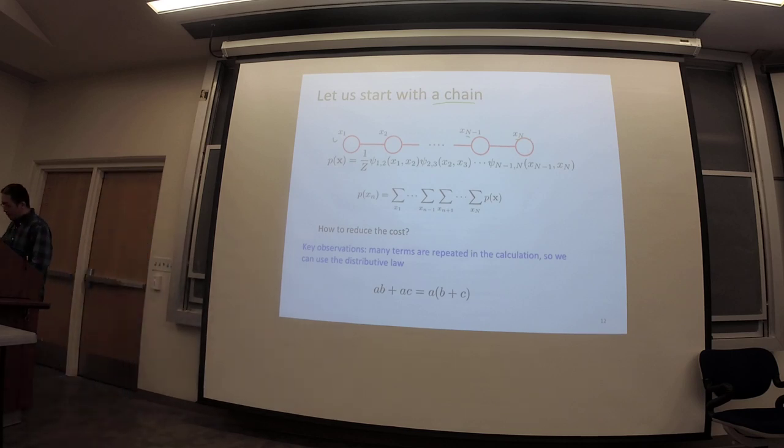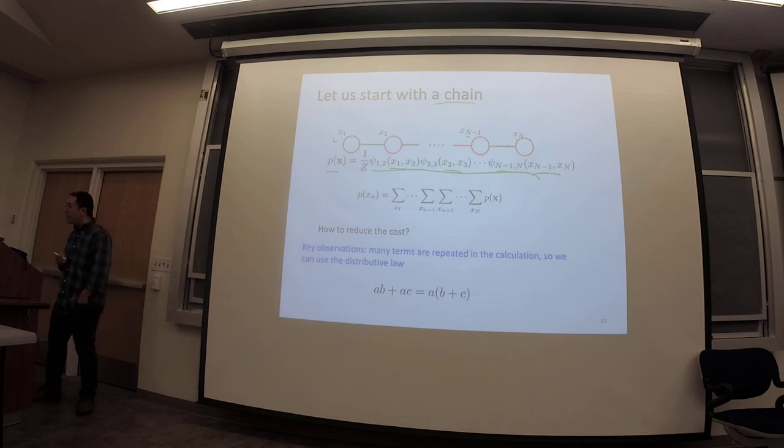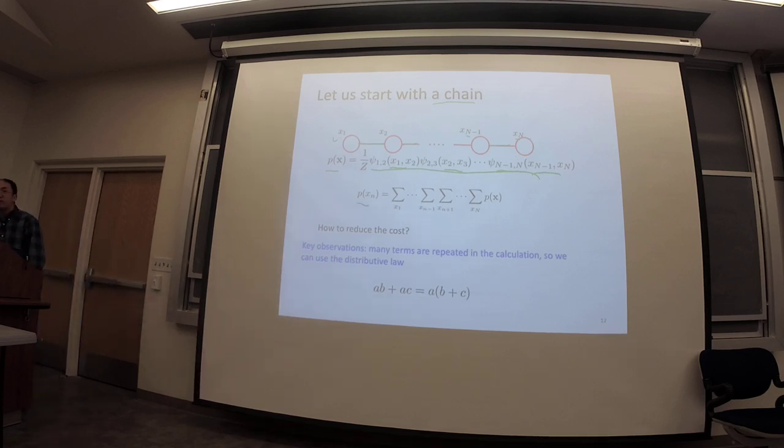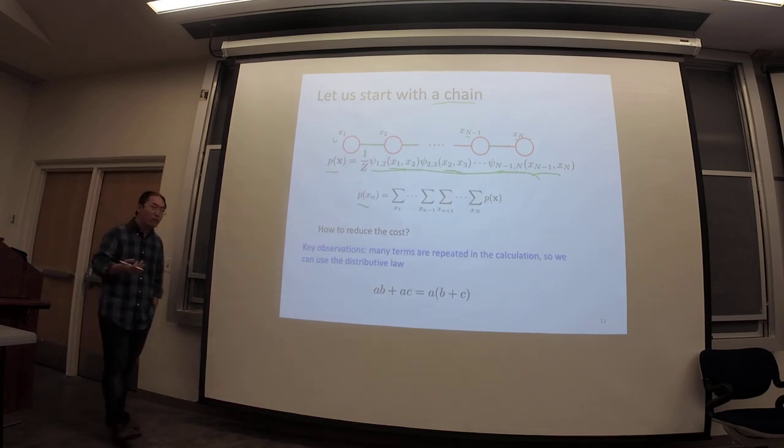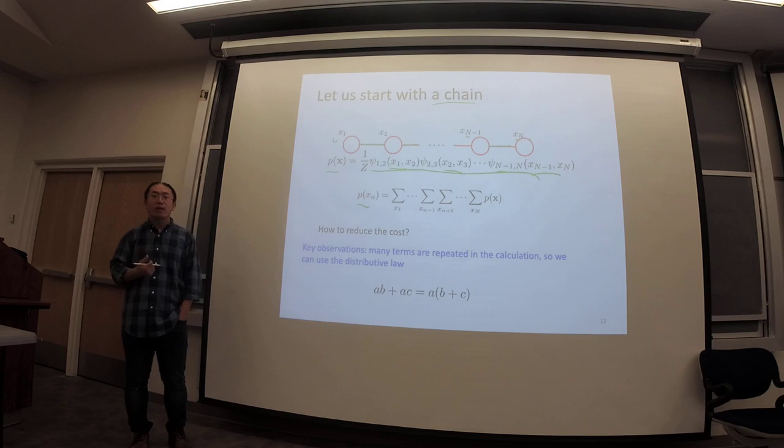So we have psi 1,2 potential function for the edge x1, x2, psi 2,3, until psi N-1,N, right? And if you write down the joint probability, it can be decomposed as the product of the potential functions. So psi 1,2 of x1, x2, psi 2,3 of x2, x3, until psi N-1,N of x(N-1), xN. And we mentioned that the key task in inference is to calculate the marginal distribution or marginal probability for one single node or a subset of nodes, right?